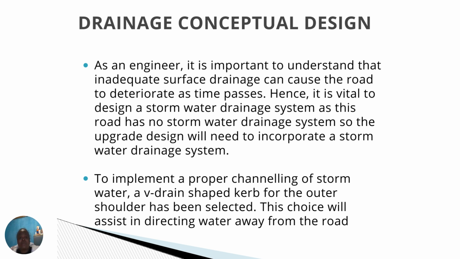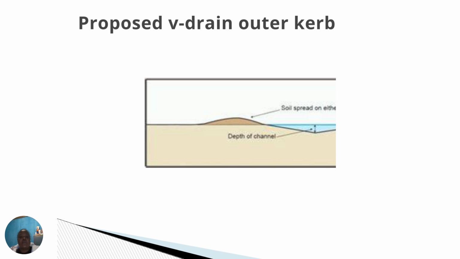Now, to implement a proper channeling of stormwater, a V-drain shaped curb for the outer shoulder has been selected. This choice will assist in directing water away from the surface of the road. Now, this is just a picture of the proposed V-drain outer curb.